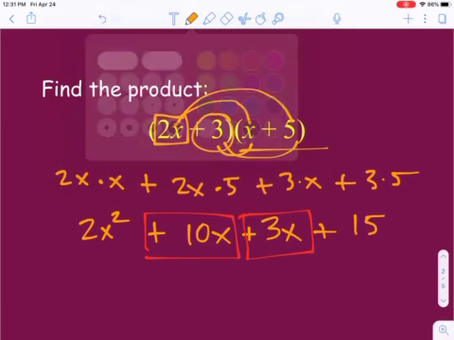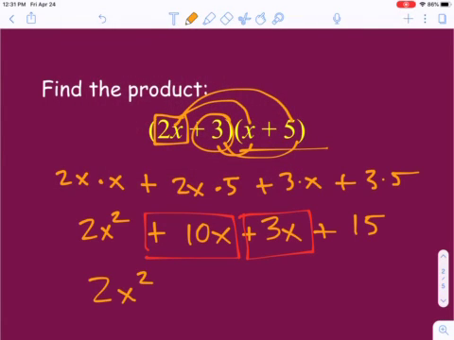So we're going to combine these, and we'll get 2x squared plus 13x, because that's what those combine to, plus 15. And so this gives us our finished, simplified answer: 2x squared plus 13x plus 15. And a lot of times with these, if you're dealing with binomials that have the same degree and look sort of similar, you're usually going to be able to simplify a little bit.